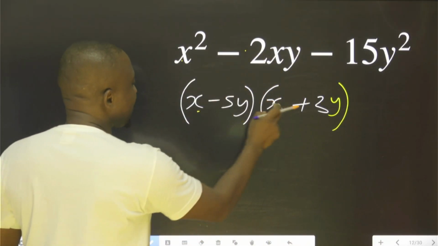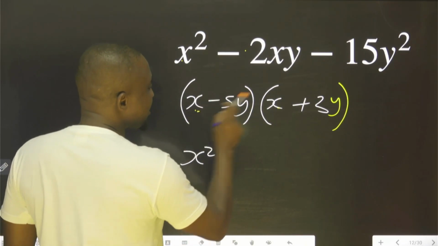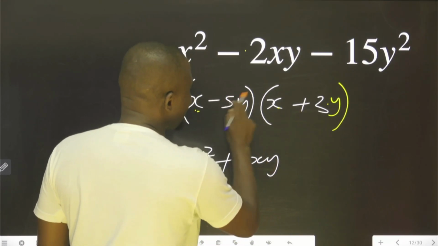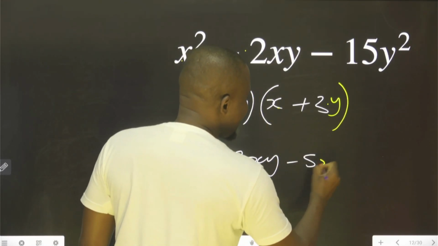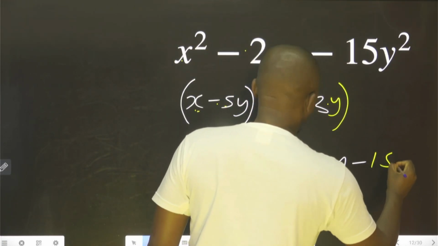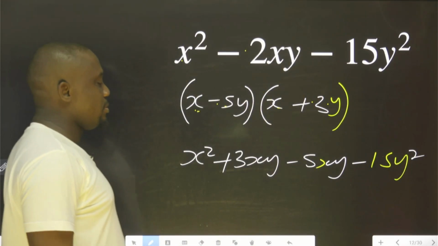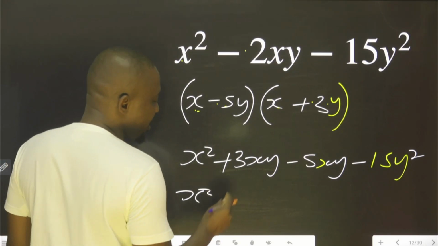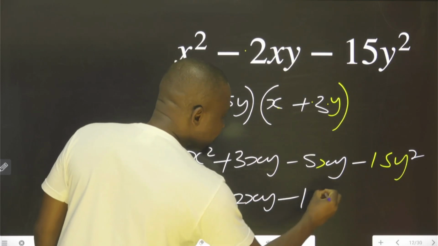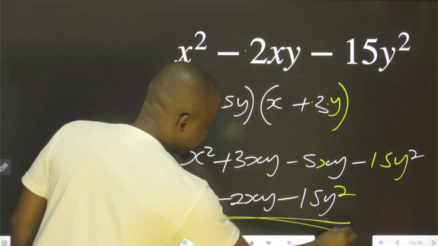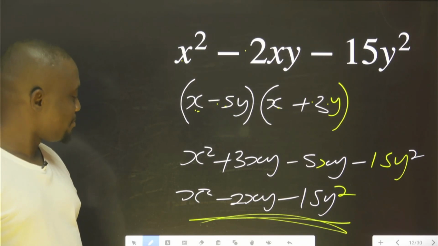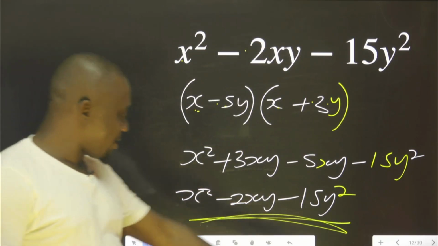Yes. This multiplied by this is s squared. This multiplied by this is plus 3sy. This multiplied by this is minus 5sy. This multiplied by this is minus 15y squared. So this now is s squared. This and this will produce minus 2sy. This will produce minus 15y squared. Back to normal. Okay? Back to where we started from.